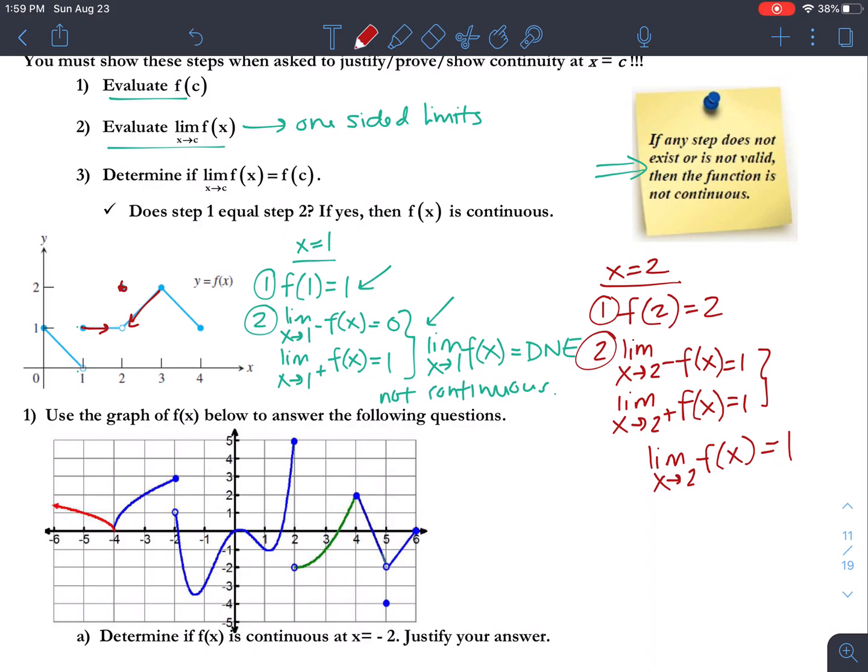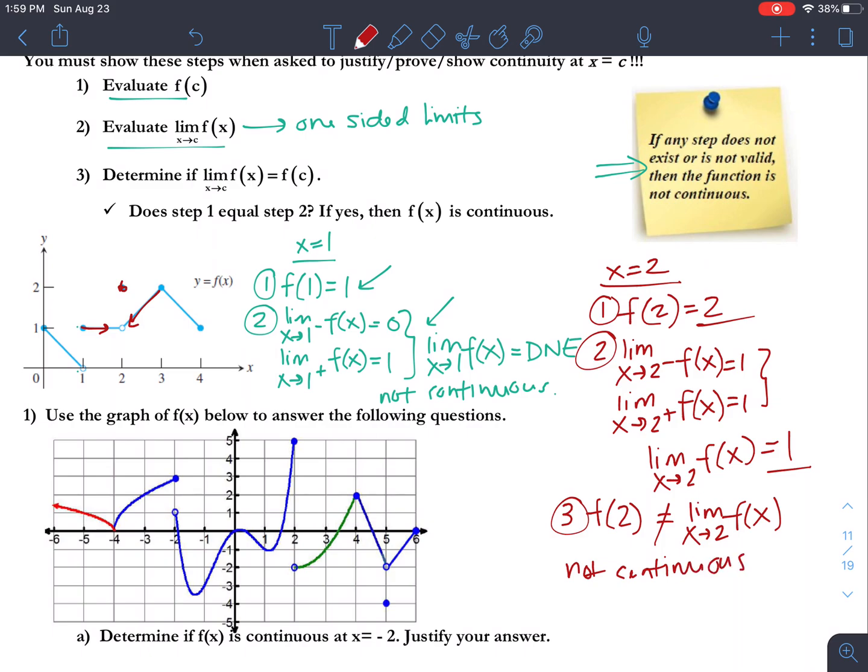Now notice, this one is going to fail that third step. Remember, the third step said determine if they are equal. So step 3, is f of 2 equal to the limit as x approaches 2 of f of x? No, right? Because this was equal to 1, this was equal to 2, so therefore it's not continuous.